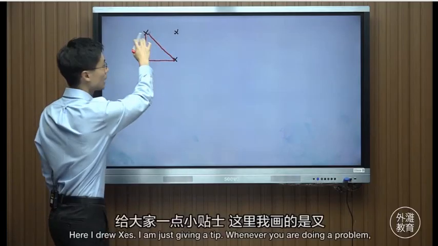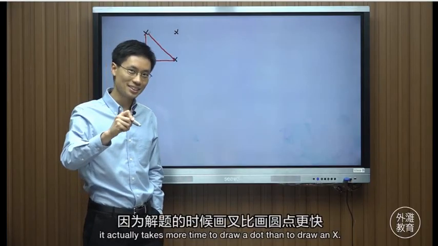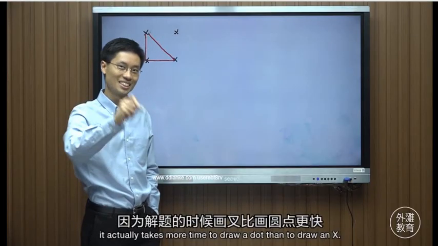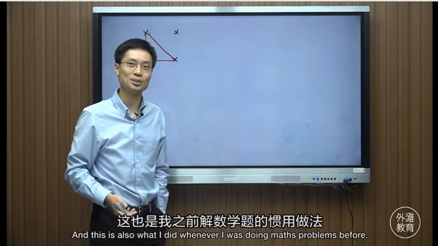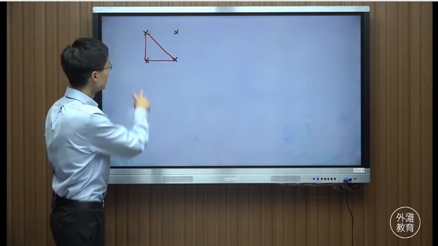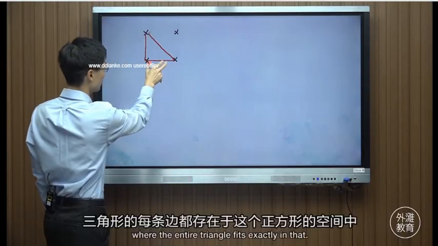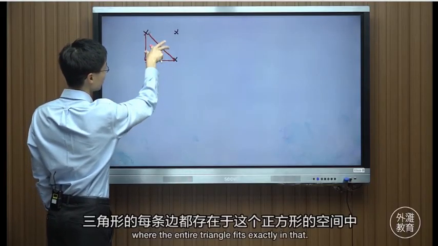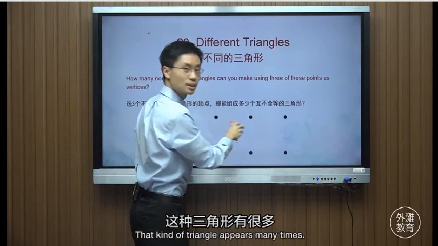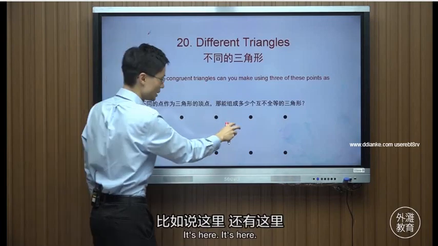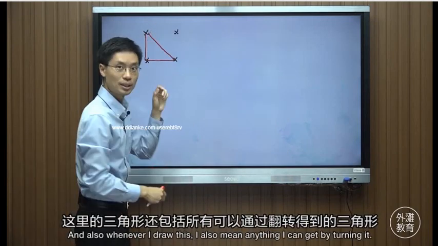Here I drew x's. I'm just giving a tip. Whenever you're doing a problem, it actually takes more time to draw a dot than to draw an x. That's just why I'm doing this, and this is also what I did whenever I was doing math problems before. So here is an example of what fits in a 1x1, where the entire triangle fits exactly in that. That kind of triangle appears many times. It's here, and also whenever I draw this, I also mean anything I can get by turning it.